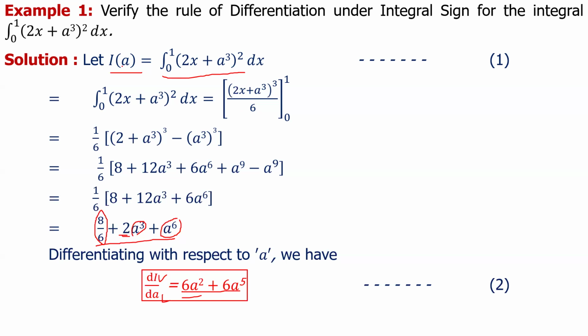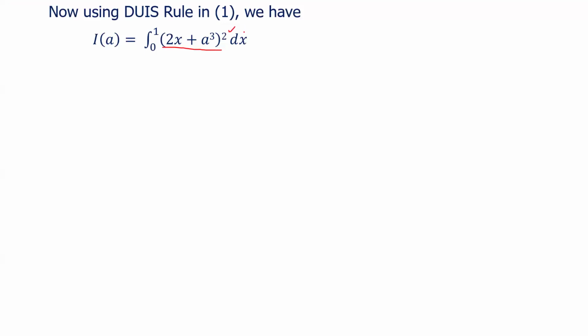Now let us use the rule of differentiation under integral sign. Using the DUIS rule, we have I of a equal to the integration of (2x plus a cube) whole squared with respect to x under the limit 0 to 1. Here there are two variables: one is x, and the other is the parameter a cube. Therefore it is written as I of a. This a is the parameter, and now we want to apply the DUIS rule with respect to a.